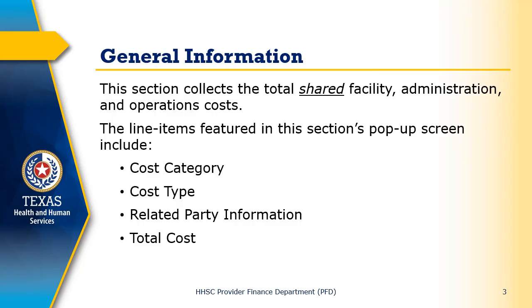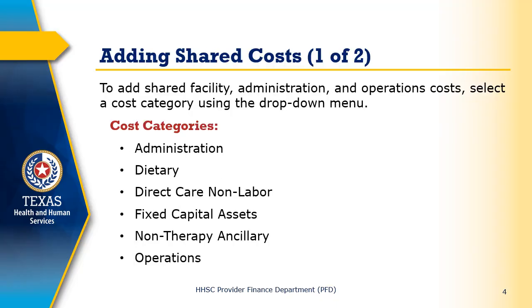You will need to indicate whether any of these costs were incurred by a related party and enter the dollar amount of the cost. To add shared facility, administration, and operations costs, select a cost category using the drop-down menu. Cost categories are dependent on the program type of the cost report. Available cost categories may include administration, dietary, direct care non-labor, fixed capital assets, non-therapy ancillary, operations.